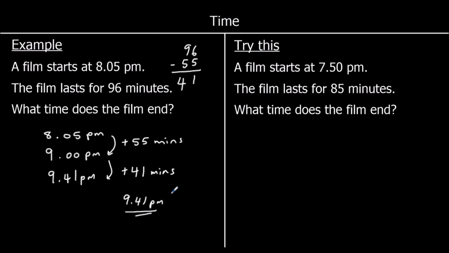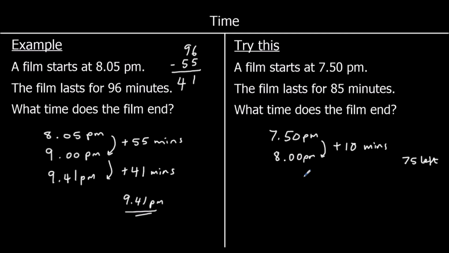Okay, here's the question for you to try. Have a go at this one, and then after that I'll show you the calculator. So we're at 7:50 p.m. So let's get to 8 o'clock, the next hour. So 8 p.m. will be 10 minutes. So that means we've got 75 minutes left. 85 take away 10. So 75 minutes left.